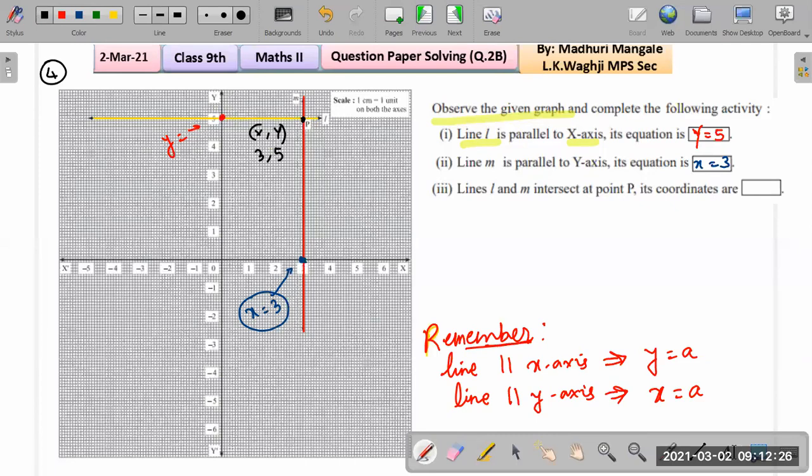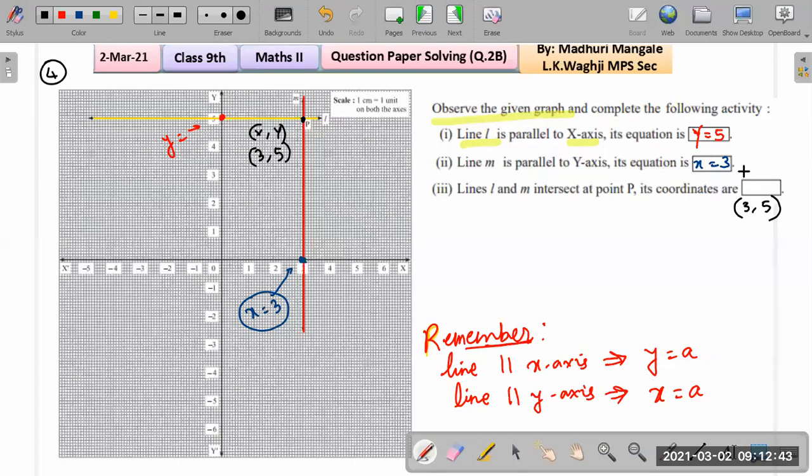That's 5. So (3, 5) is the point of intersection. Here, put it in brackets, and of course the comma in between. So (3, 5) is the point of intersection. I hope this is very clear. Very easy question. See how easily you get 3 marks.